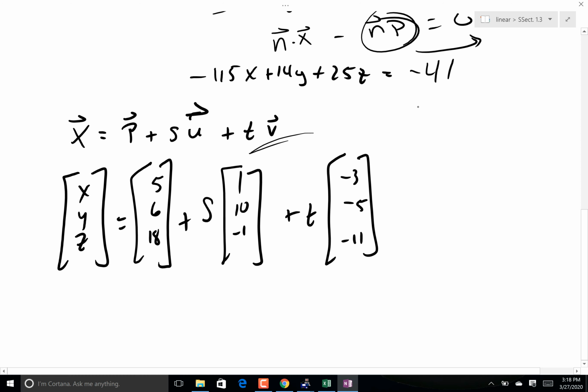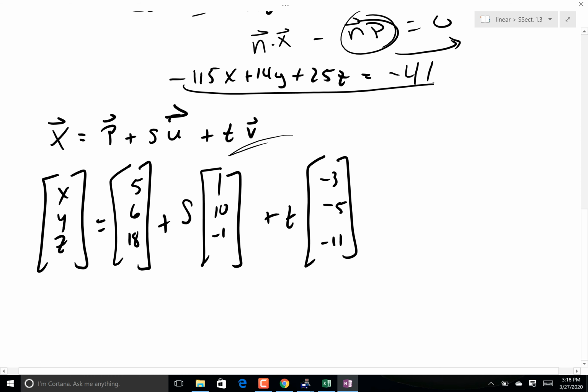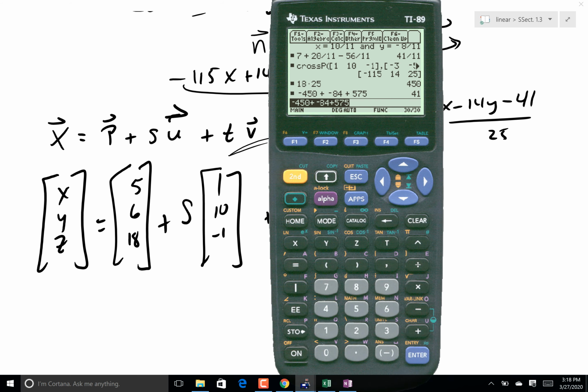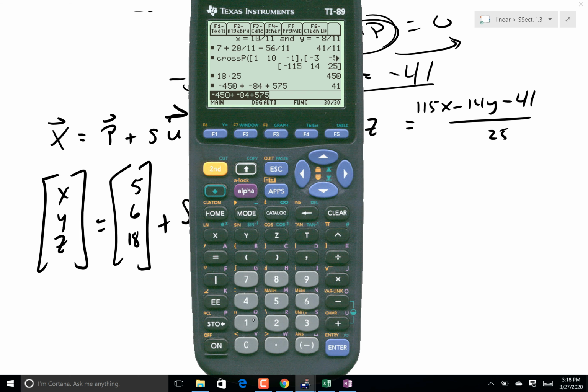Now, I feel like I should do... I'm going to solve this guy for z. What do you think? So it's going to be 115x minus 14y minus 41 over 25 equals z. So again, if one were to plug in a value, try to get a number that's a normal size, so I don't have to screw around with it. That'd be nice, huh?